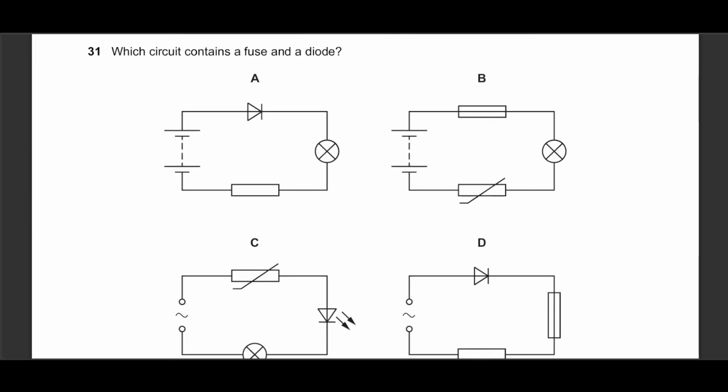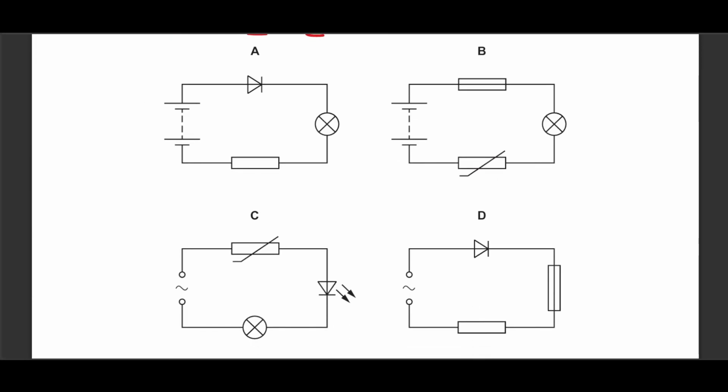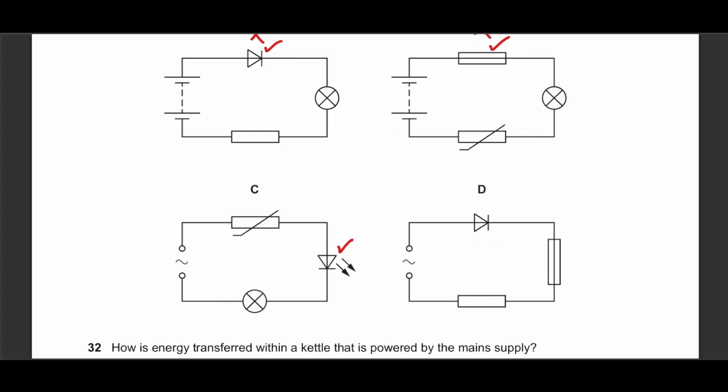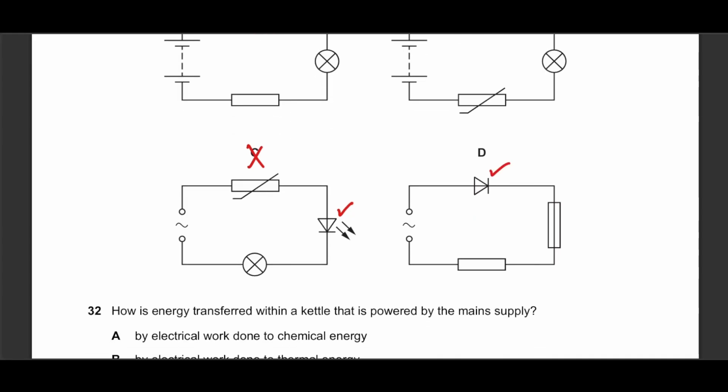Moving on to question number 31, he says a fuse and a diode. So it's just a matter of labeling parts. The diode is present, but there is no fuse, so rejecting option A. In B, there is a fuse present, but no diode. Option C, there is a diode, which is light emitting, but there is no fuse. Option C goes out. Option D, a diode is present and a fuse is present. So option D is the right answer.